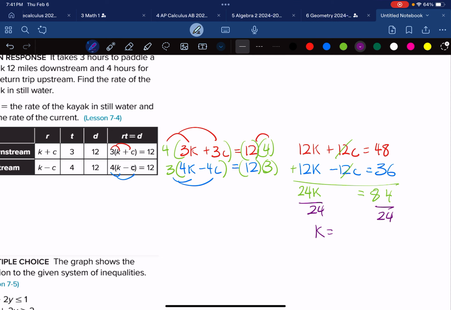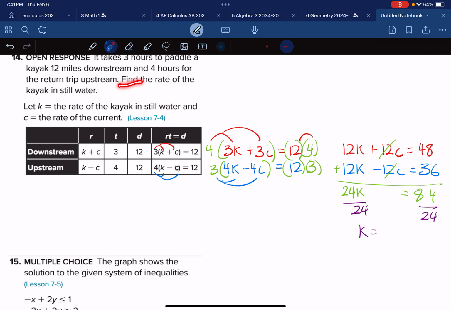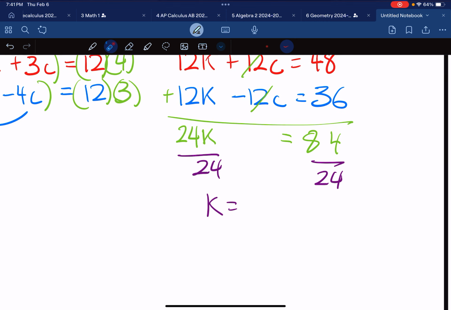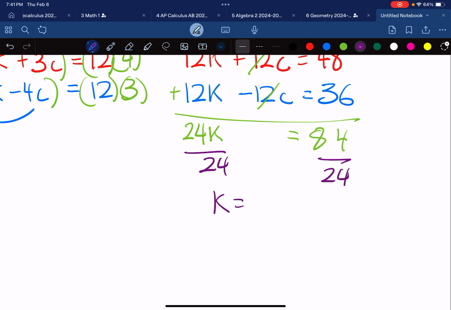And by the way, before I even get k, I'm noticing that I just want to find the rate of the kayak. I don't need to know the stream. I don't need to solve for c, so I got lucky. I don't have to do the second half of the equation. I just need to do k. So now coming back here, the answer is this fraction of 84 divided by 24, but what is that?